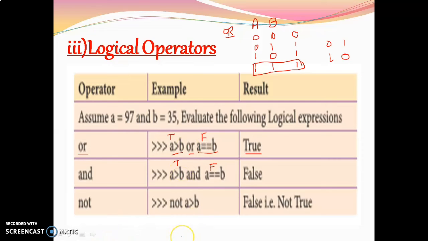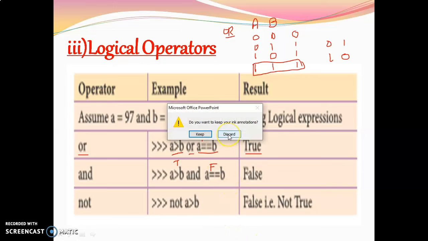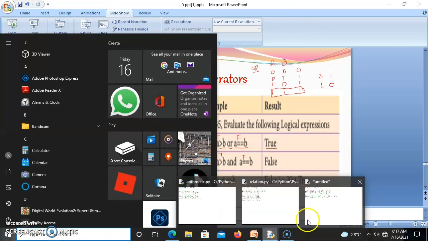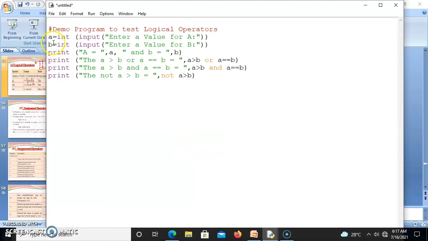Okay, so now you can see the example program for these logical operators. In this program we are going to demonstrate the logical operators. We are getting the values for A and B from the user, and then we are using the operators AND, OR and NOT. That is, the logical operators.